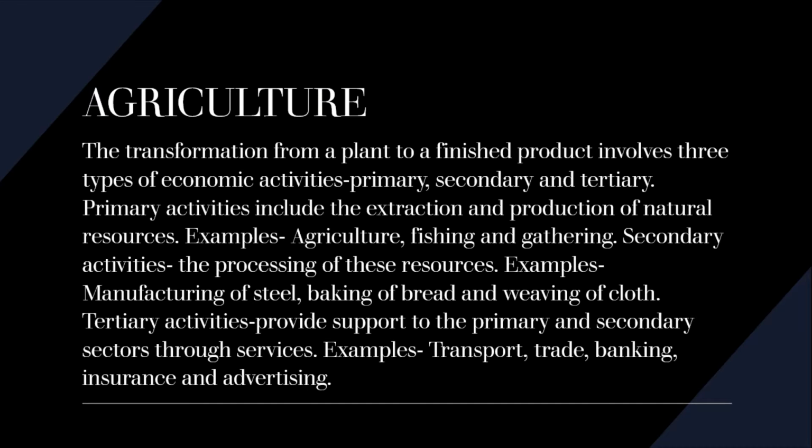The transformation from a plant to a finished product involves three types of economic activities: primary, secondary and tertiary. Primary activities include the extraction and production of natural resources. Examples are agriculture, fishing and gathering. Secondary activities, the processing of these resources. Examples, manufacturing of steel, baking of bread and weaving of cloth.